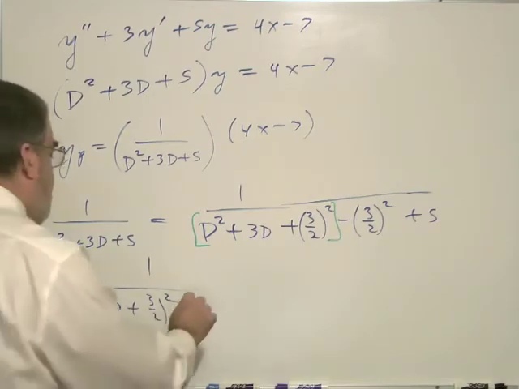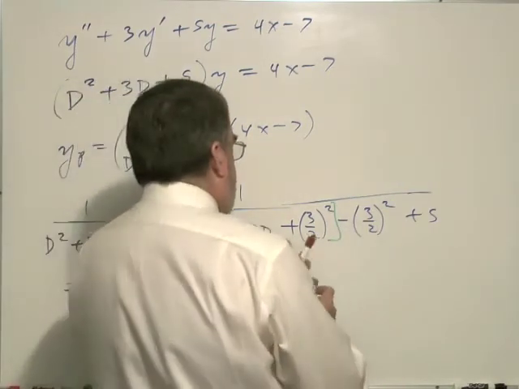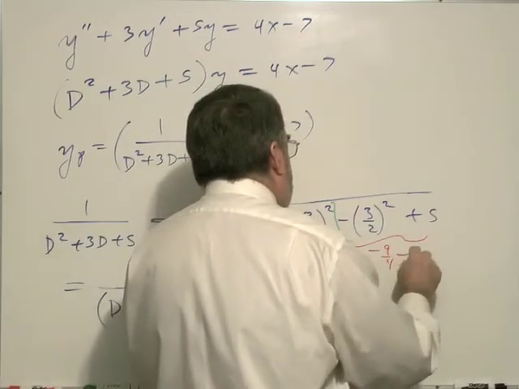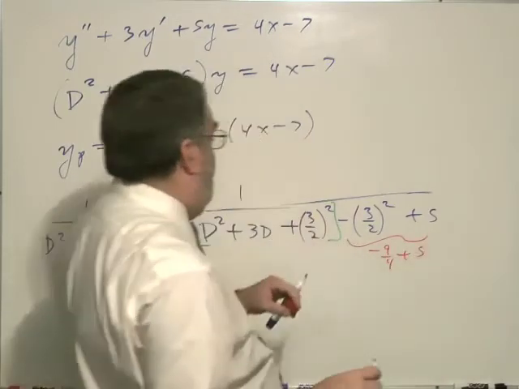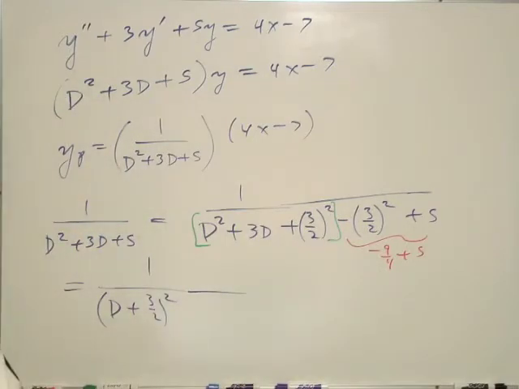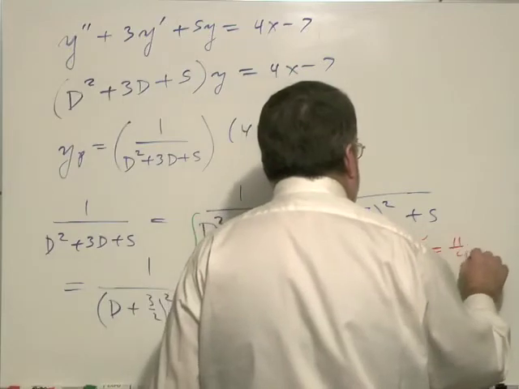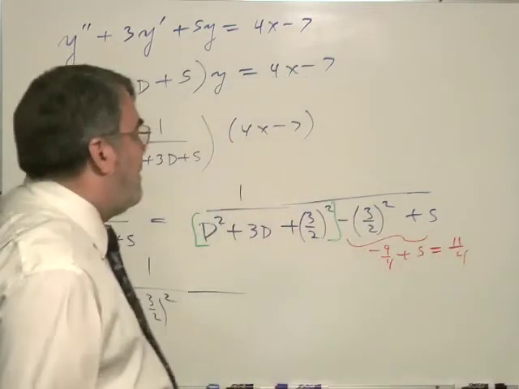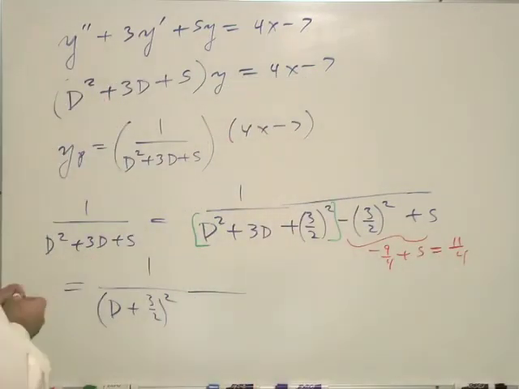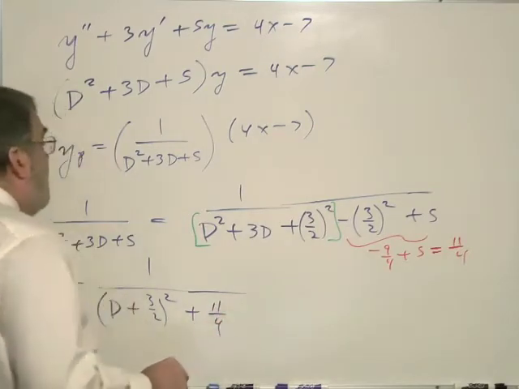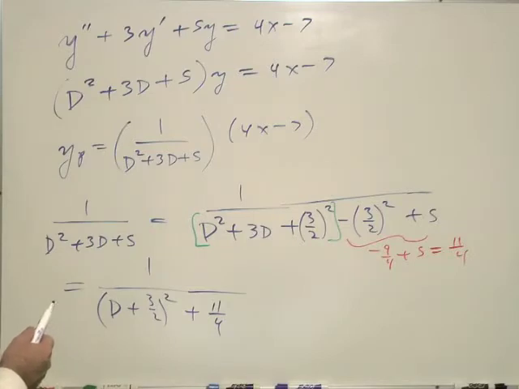Okay, and then here we've got minus 9/4 plus 5. And what's that equal to? Minus 9/4 plus 5 would be 11/4. 5 is 20/4 minus 9, 11/4. So I have plus 11/4. Now then, that's the difference of two squares. It can be factored.